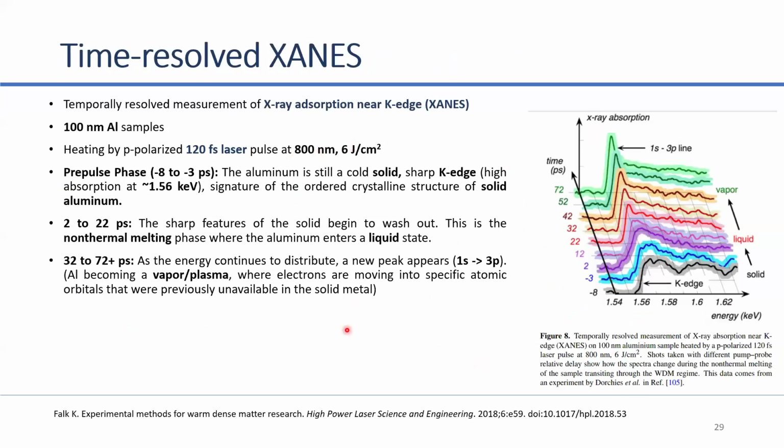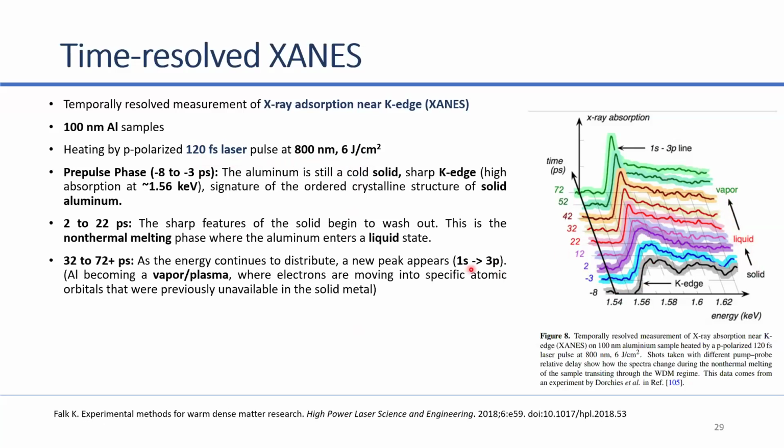What they did was take a very thin aluminum sample, like 100 nanometers, and pass a short pulse, like 120 femtosecond, at 800 nanometers and 86 joules per centimeter squared. As you can see, at first it is crystalline. We can see the K edge here, but as we increase the energy, it goes from solid gradually to a vapor state.